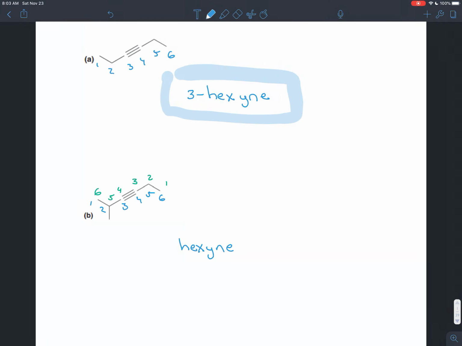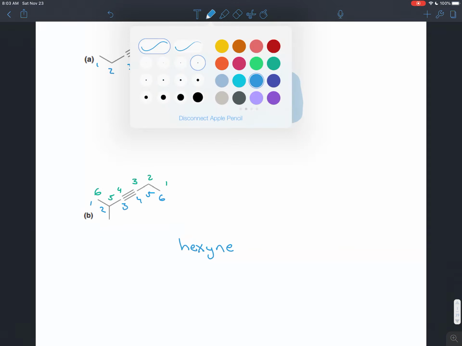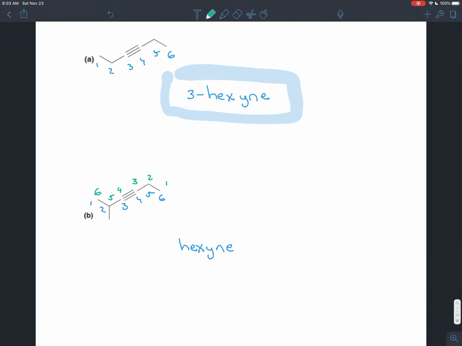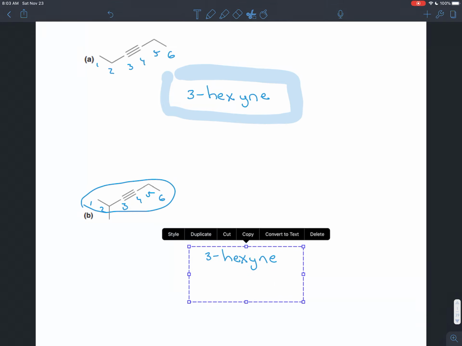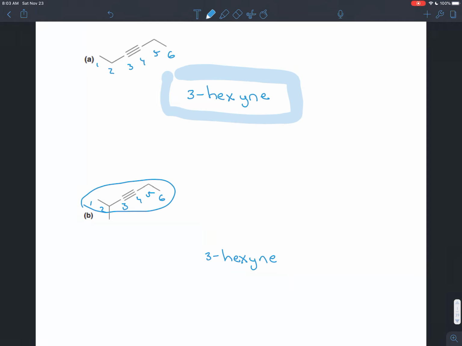But notice, if we number it the blue way, going left to right, we have the branch coming off of carbon 2. And if we number it from right to left, the branch comes off of carbon number 5. So we want to give that branch the lower number, so we're going to number it the way on the bottom, the blue way. And so this gives us the triple bond starting at carbon number 3, so in front of hexyne you have 3 and then a dash. So 3-hexyne. So that's our backbone, 3-hexyne.